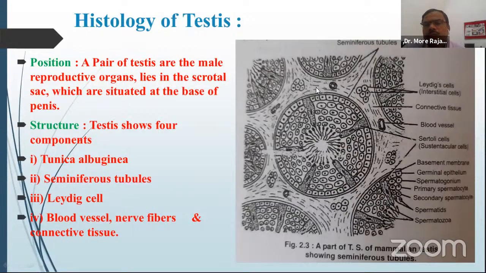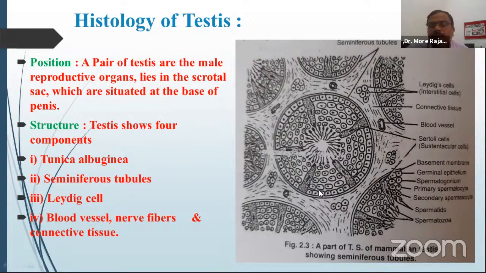Now look at this picture. In this picture, the transverse section of the seminiferous tubule is shown. So this is the connective tissue. This connective tissue shows bunches of cells, known as the Leydig cells or the interstitial cells. These are the blood vessels. Some nerve fibers are also there. And here, the circular area is nothing but the seminiferous tubule cut in section. If you observe the seminiferous tubule here, at the basal end, there is a presence of cells. These are the cells. Okay. The cells are called the germinal epithelium.